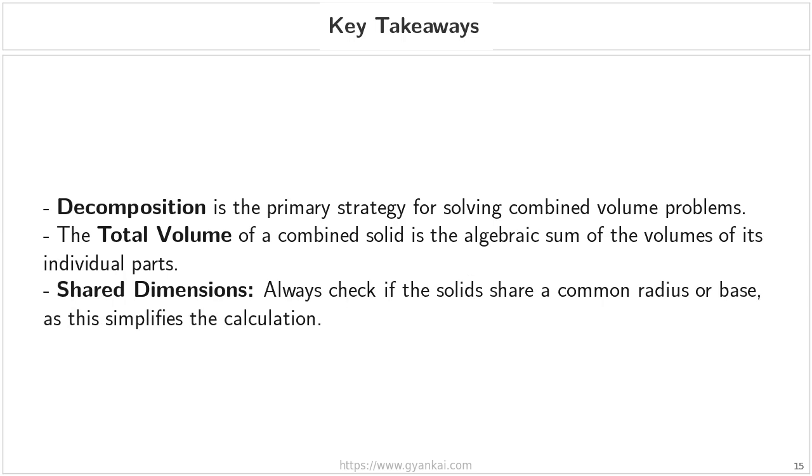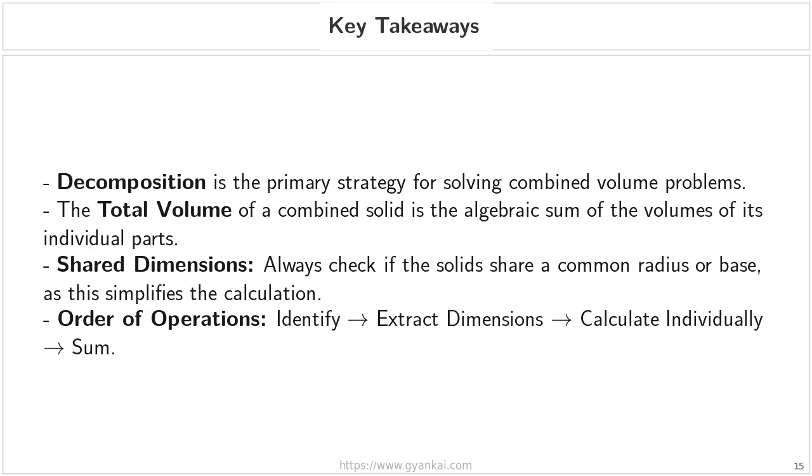Third, always keep an eye out for shared dimensions. In many problems, you'll notice that a cylinder and a cone might share the exact same radius. Identifying these shared values early on will significantly simplify your calculations and prevent errors. Finally, I want you to follow this systematic order of operations. First, identify the shapes. Second, extract the necessary dimensions. Third, calculate the volumes of each part individually. And lastly, sum them all up to find your final answer. If you stick to this step-by-step approach, you'll find even the most complex solids become much easier to manage.